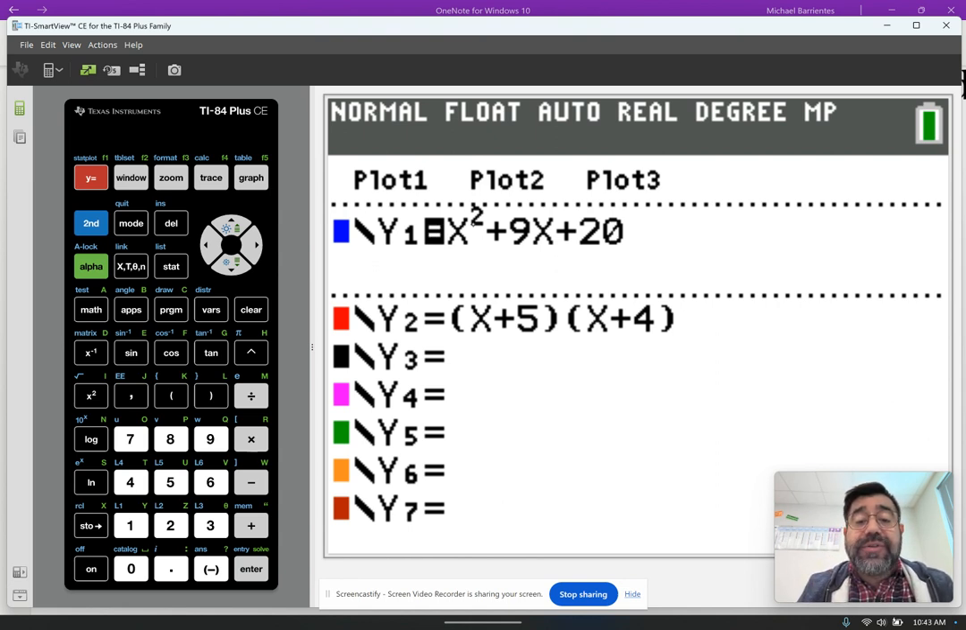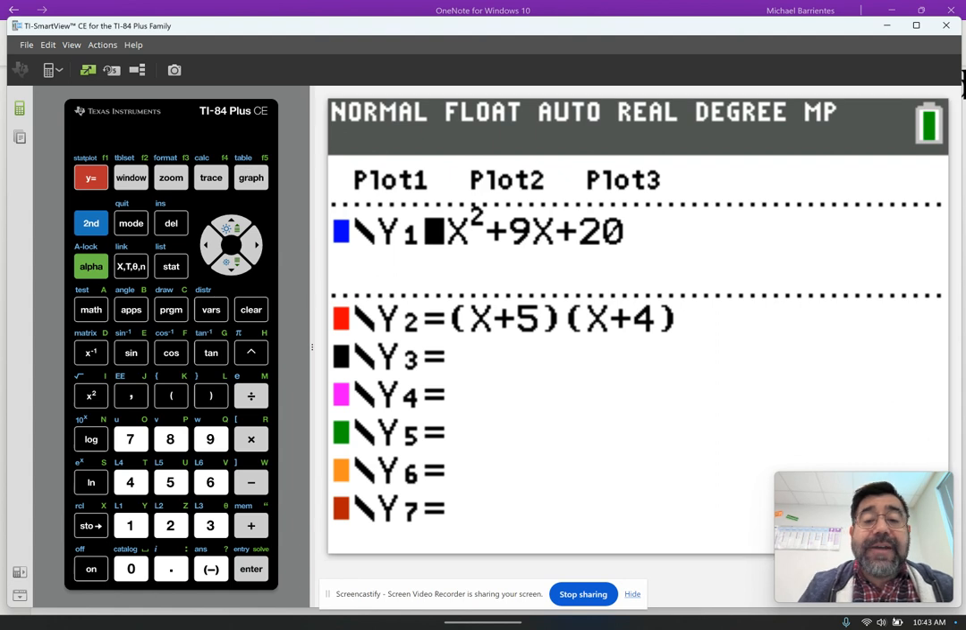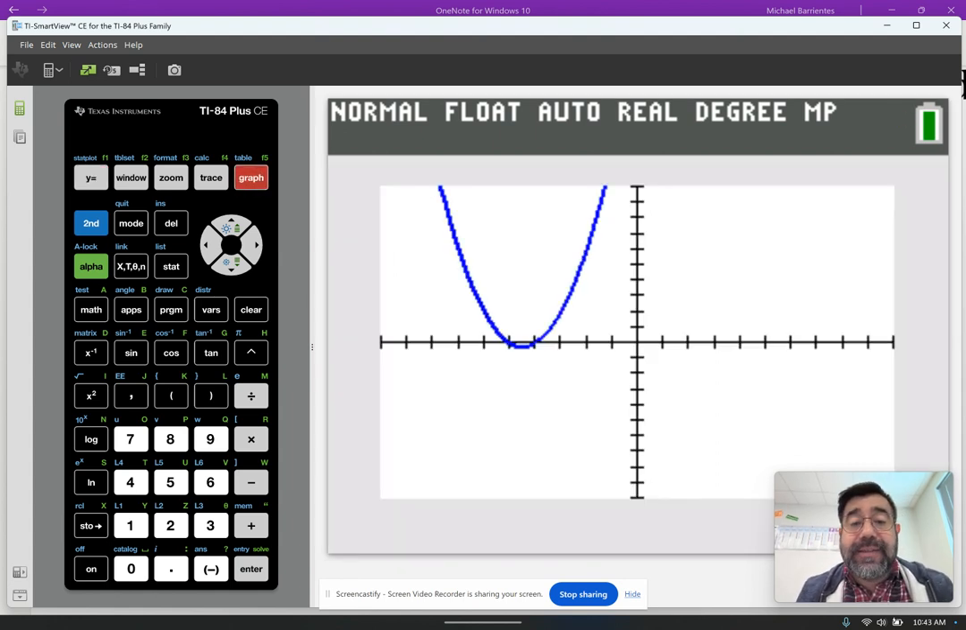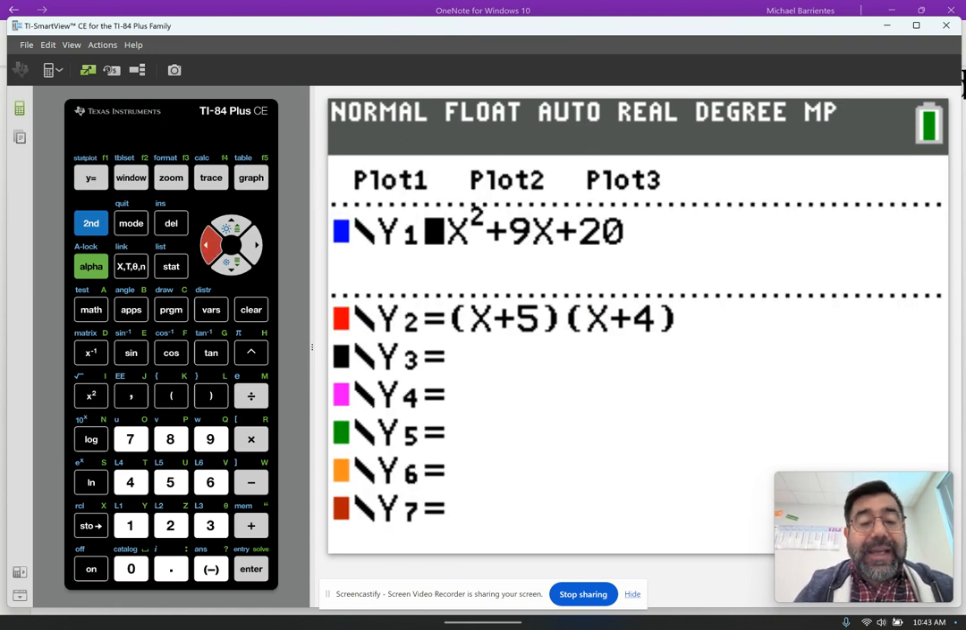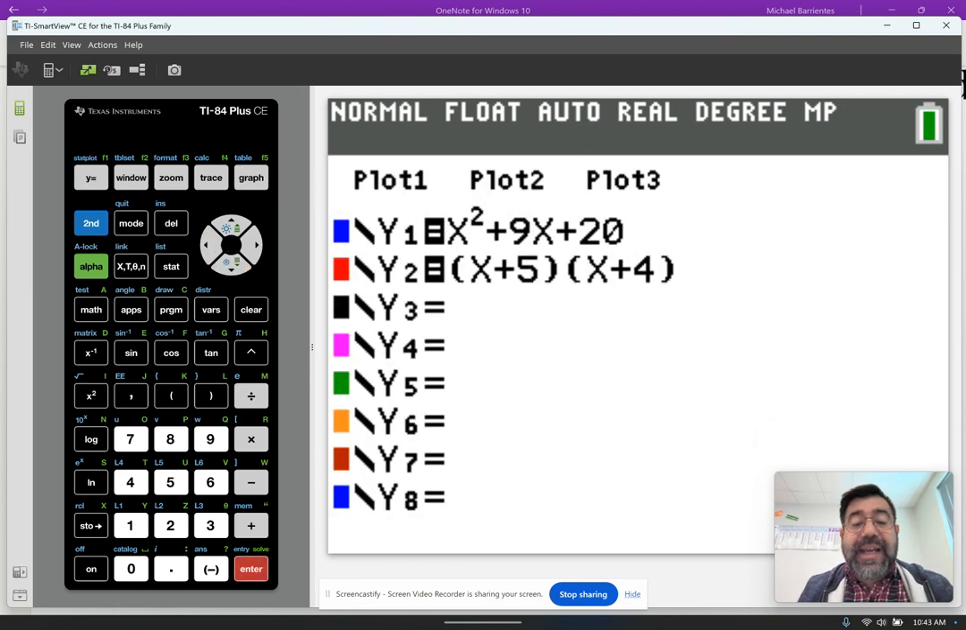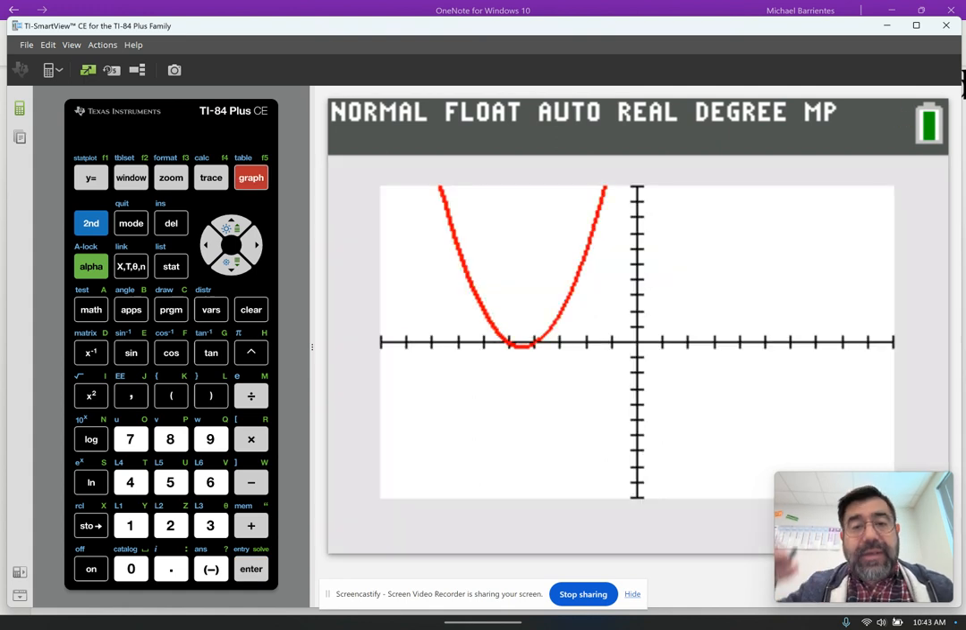So what I'm going to do is graph the first one only. I'm going to graph the original x squared plus 9x plus 20, and if I graph it, it looks like this. It's a quadratic function. I see the parabola. Remember, we talked about the parabola being the name of the graph of a quadratic function. So this is what I see. But when I go back and turn on the second version, the factored version, watch what happens. When I graph it, it shades in the same graph because they're the same thing.